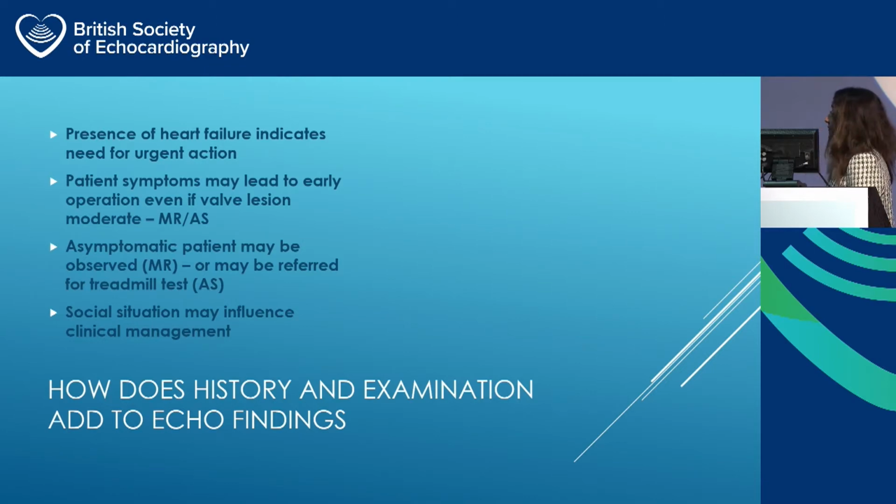On the other hand, if they're asymptomatic and they've got severe aortic stenosis, I want to know for certain, are they asymptomatic or are they just doing so little they're not actually getting breathless? I might put them on a gentle treadmill or even walk them down the corridor and check them out a bit more closely. Their social situation is important. What do they do at home? What's their quality of life? Are they a carer for someone else? All of this is going to influence what I do when I see your echo report.